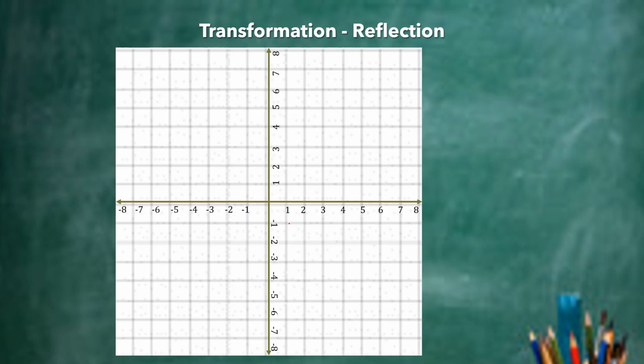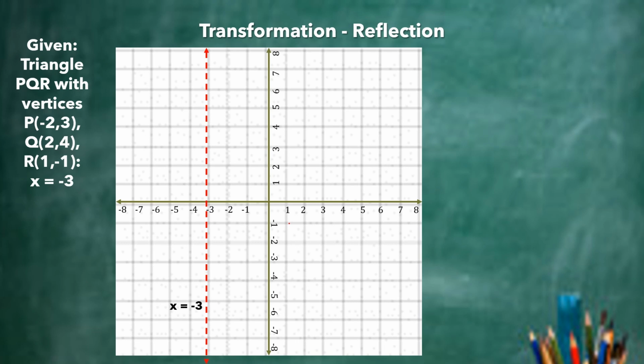The next slide is also reflection, but this time it's reflected across the line x equals a negative 3. So I have drawn our mirror line on my graph so that I'll know what my starting point is, because I'm going to have to again count from my pre-image vertices to get the vertices of my image. So we are given triangle PQR with vertices a negative 2 over 3, 2 and 4, 1 and a negative 1, and it's reflected across line x equals a negative 3.